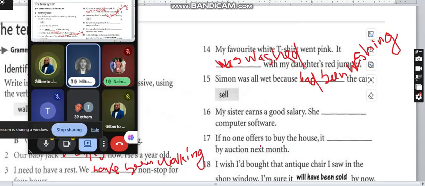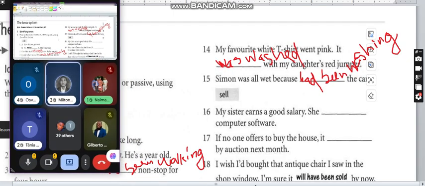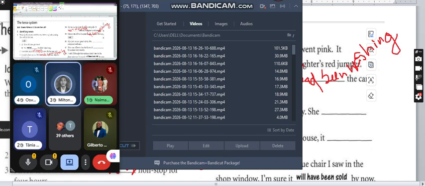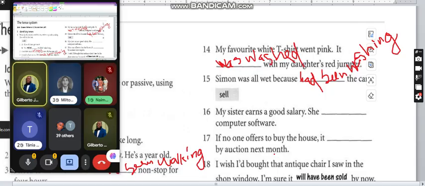Can you say it again, Milton? Yes, I was saying that my opinion is that the right answer is in present simple because she sells computer software. Okay, how do you understand that it's supposed to be in the present simple? We need your clear justification that guides you to take this answer.